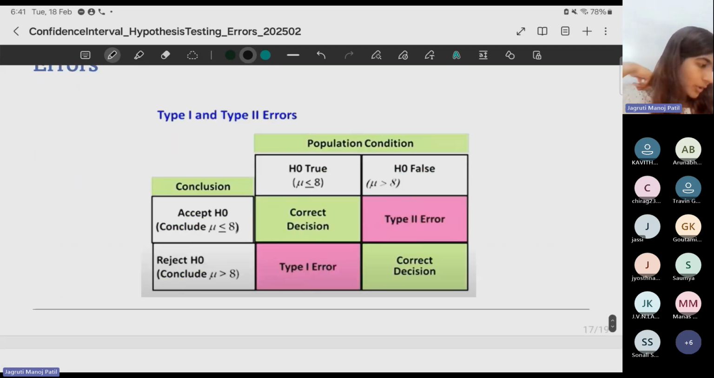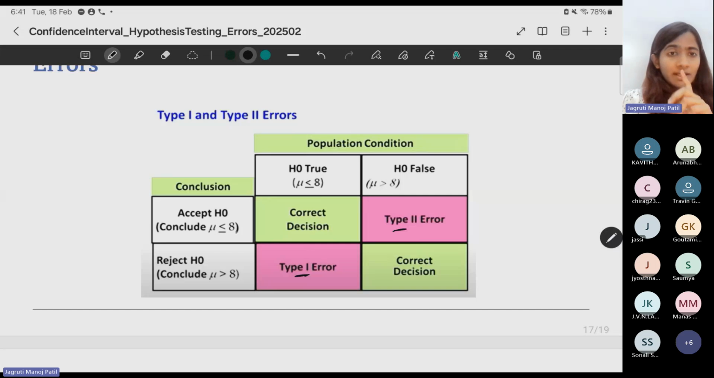Apart from hypotheses, there are two types of errors that we have. First is the type 1 error. Next is the type 2 error, the ones highlighted in pink here. Now, a type 1 error is an incorrect rejection. What that means is that if your null hypothesis is true, and even though you are rejecting it, we say that's an incorrect rejection. So your type 1 error is the incorrect rejection of a true null hypothesis.